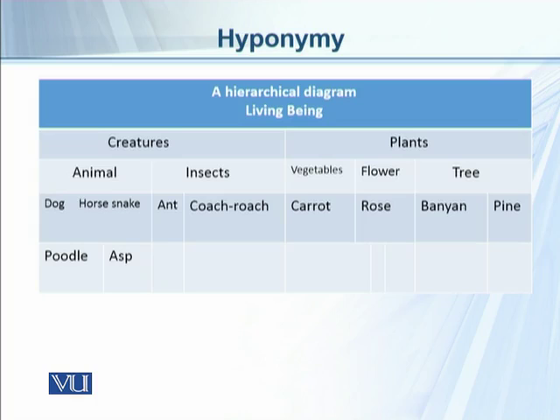So coming on to the plant kingdom, we have vegetable, flowers, and tree. So carrot is a kind of vegetable, rose is a kind of flower, banyan is a kind of tree, and pine is also a kind of tree. So we have this hierarchical diagram of these eponymous relationships, right?